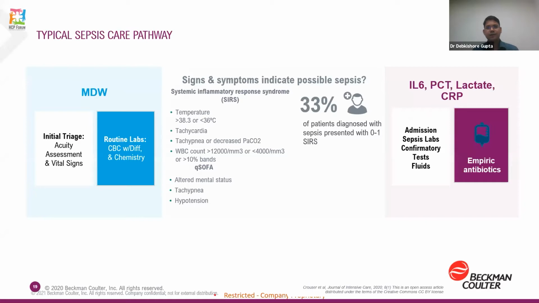So this is a typical sepsis care pathway. We have this MDW; my next speaker will discuss that. Once the patient lands up in sepsis in the emergency department, and once you have the patient diagnosed as having sepsis or septic shock, then you have this entire gamut of testing: IL-6, procalcitonin, lactate, CRP. You collect the blood culture, you collect the appropriate specimens and send them for culture and sensitivity, and definitely you can start the empiric antibiotic after you collect the samples, without wasting much time.